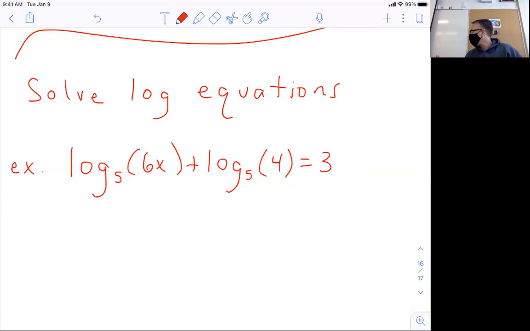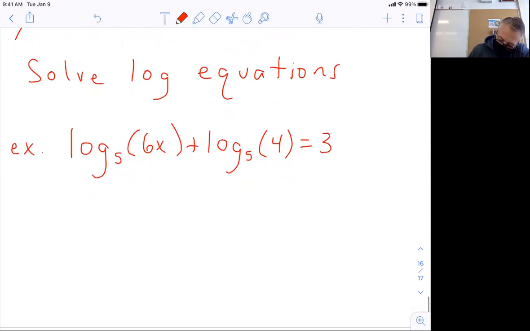So remember our rules of logs. We can combine these into a single log, and the addition means we're going to multiply those two things. Addition becomes multiplication when we're condensing those. So we have log base 5 of 6x times 4, which is 24x. All right, so that's our first step. I did a couple things there. I multiplied 6x times 4 and put it all into one chunk.